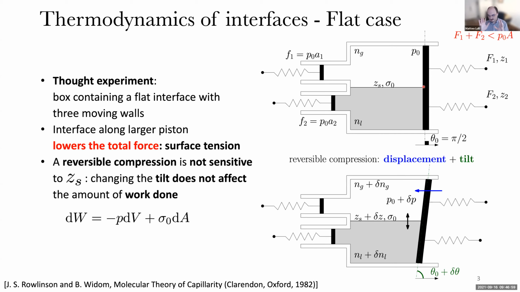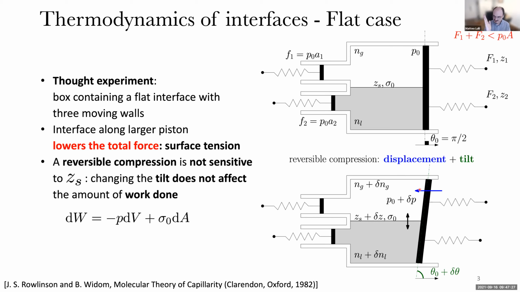Now, this setting is good enough for us to allow for measuring the normal component and the tangential component of the pressure tensor. But what we're really interested in is to show clearly that the position of the surface of tension doesn't play any thermodynamic role. So we can understand this very quickly, intuitively, by performing a reversible compression.